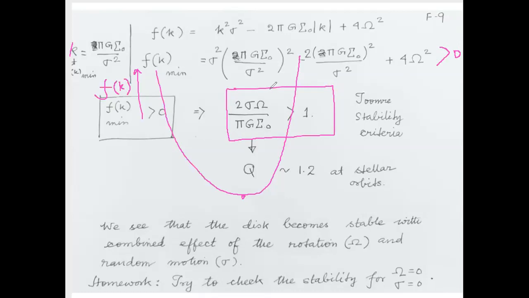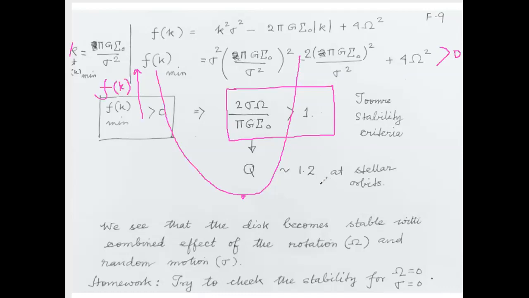So sigma, which is the random velocity component, times omega, which is the rotational component, being greater than the contribution from the gravitational part means the perturbation in the disk will be stable. This quantity has a name, it's called capital Q or Toomre Q, because this stability criterion was first devised by a physicist called Toomre. So this is called the Toomre stability criterion. If you ask the question for the solar disk, what is the value of this Q? The value is 1.2.